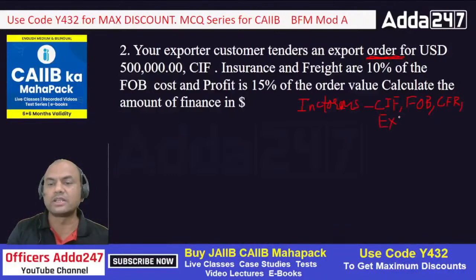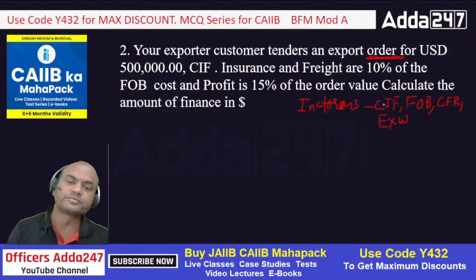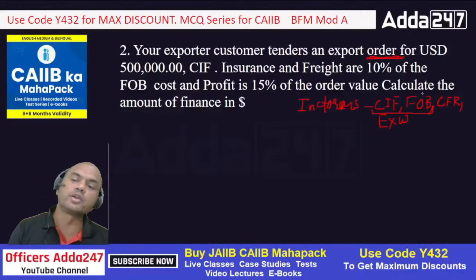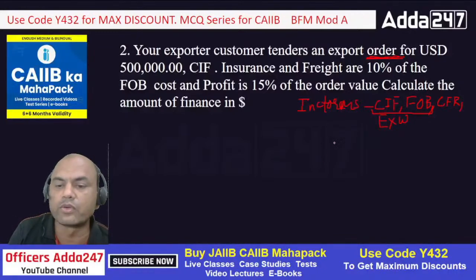See here, there are almost 11 to 12 Incoterms. The main ones which are used in CAIIB are CIF and FOB. These two are the very important ones which are always used. Why? Because pre-shipment finance is always given on FOB. I'll give it in writing over here.